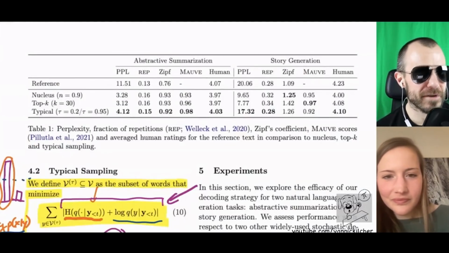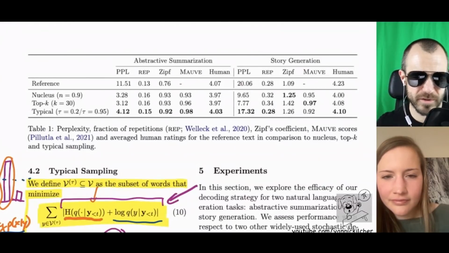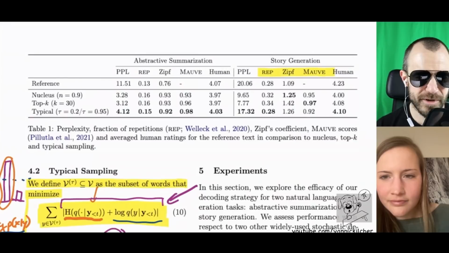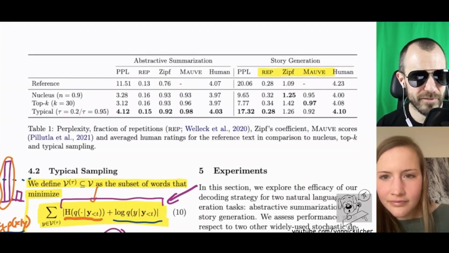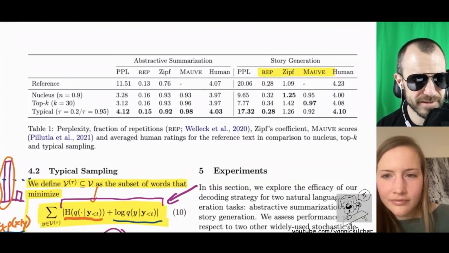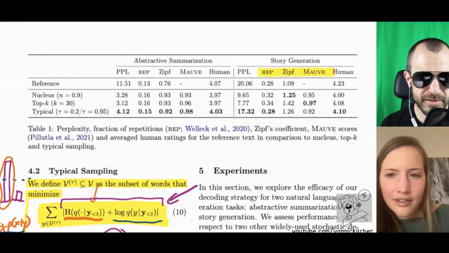You run various automated tests in abstractive summarization and story generation. Most of the time, typical sampling is on top of the pack. Sometimes not, especially in story generation on some of these automated evaluations. Is that an interplay between how the evaluation is done and the methods, or is that a property of the task itself? What can you tell us about this?